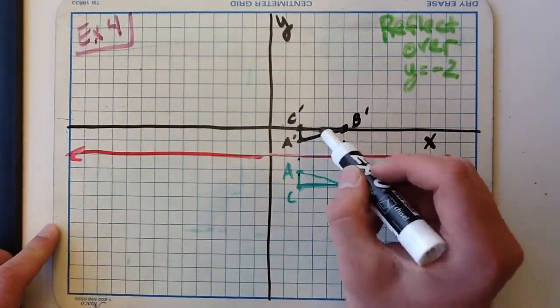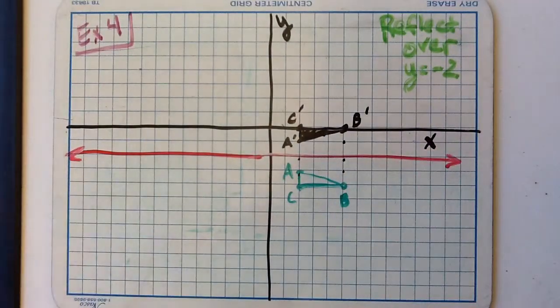If you connect it, this would be the triangle. Shade that in. That is my image reflected over y equals negative 2.